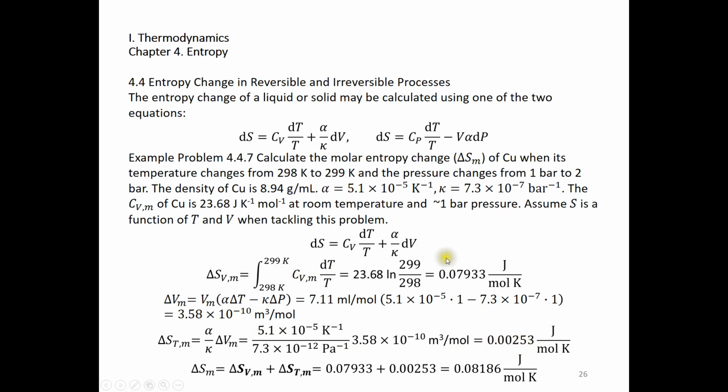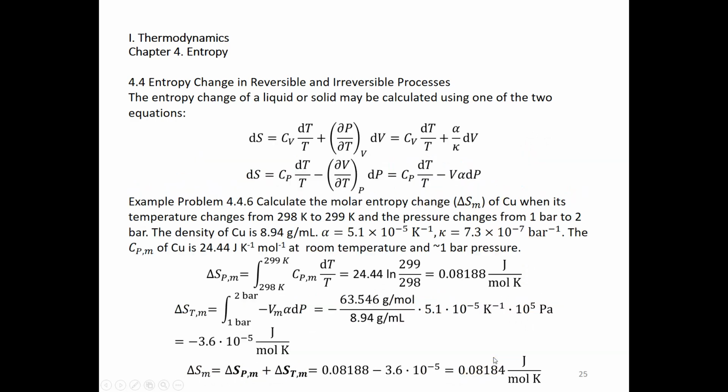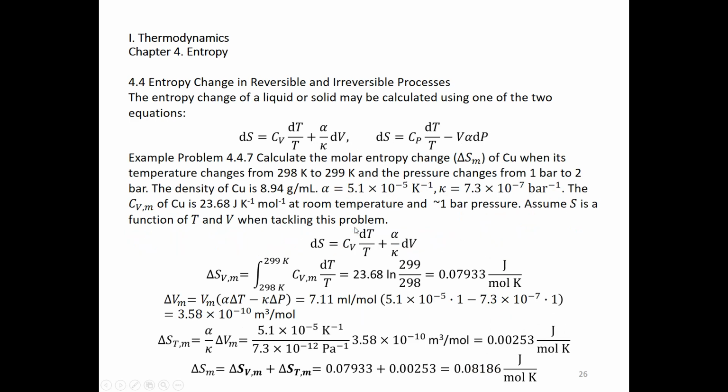If you compare these two numbers, again, the entropy depends more on the temperature change and less on the volume change. But still, we sum it up, and we get the total entropy change per mole of the substance, and it's 0.08186. In the previous example it was 0.08184. If you think about it, the initial and final states of this problem and of the previous problem are actually the same. So supposedly we get the same result, and indeed we do. Only the last digit differs. It's just numerical inaccuracy.